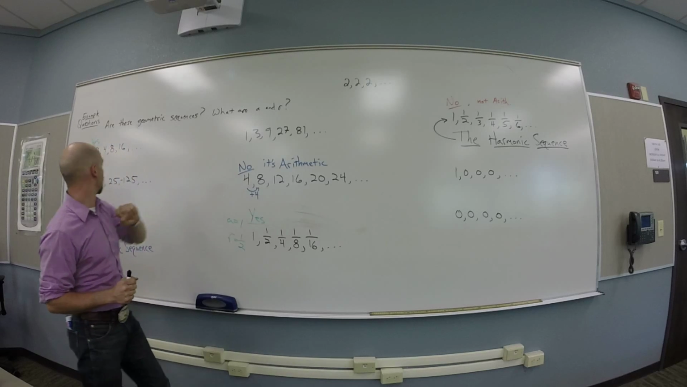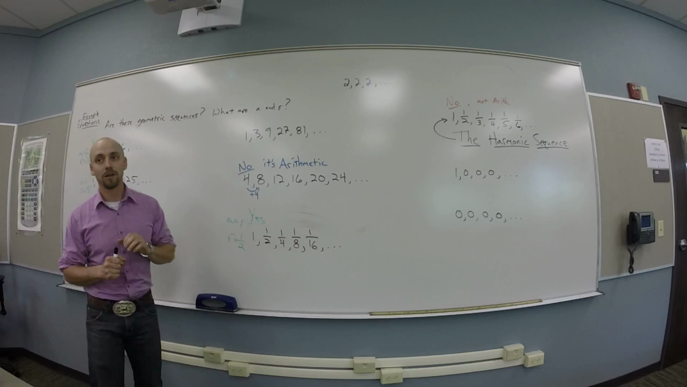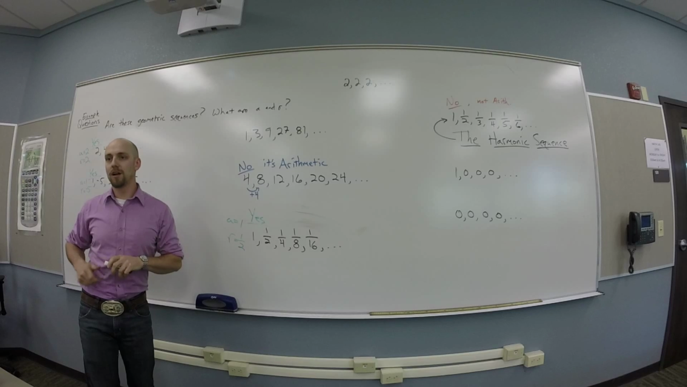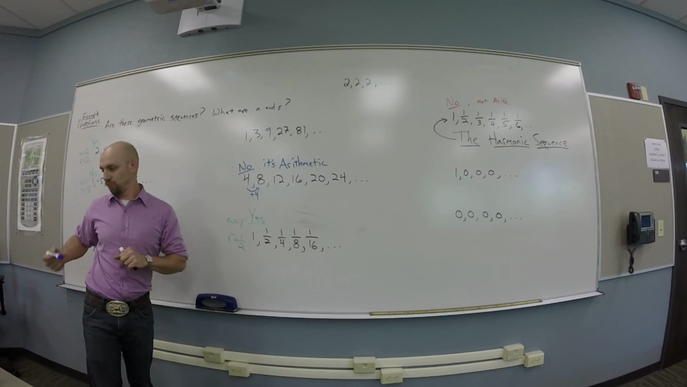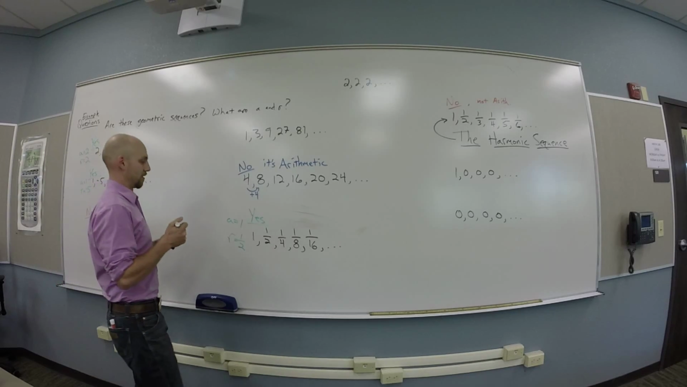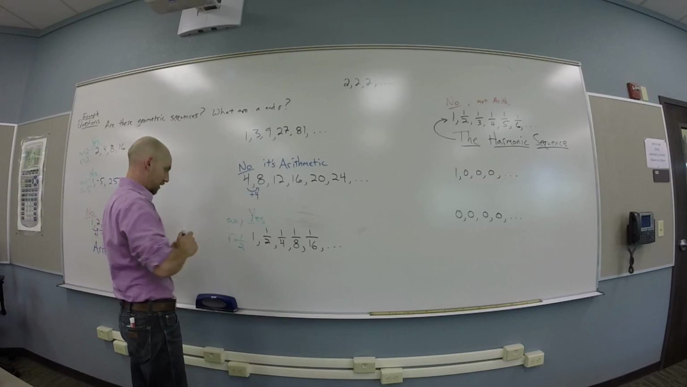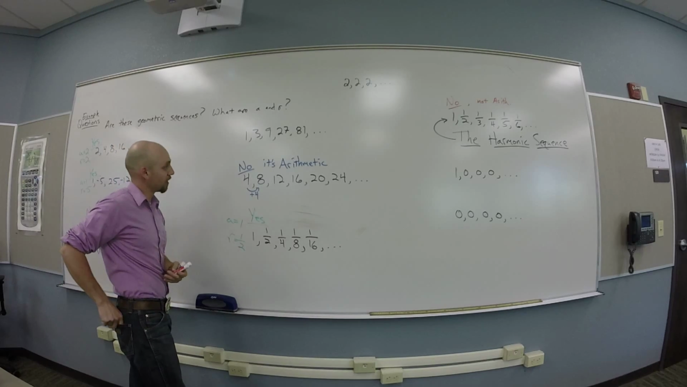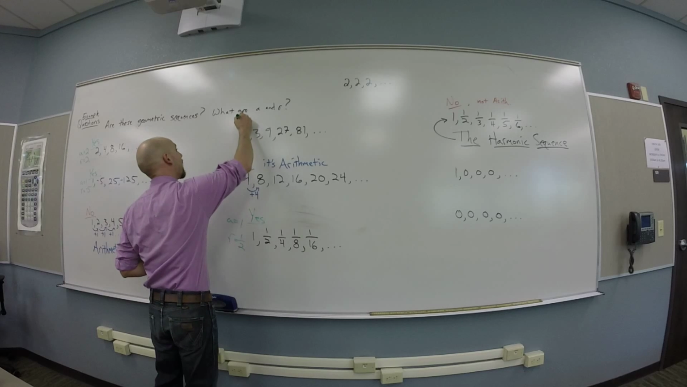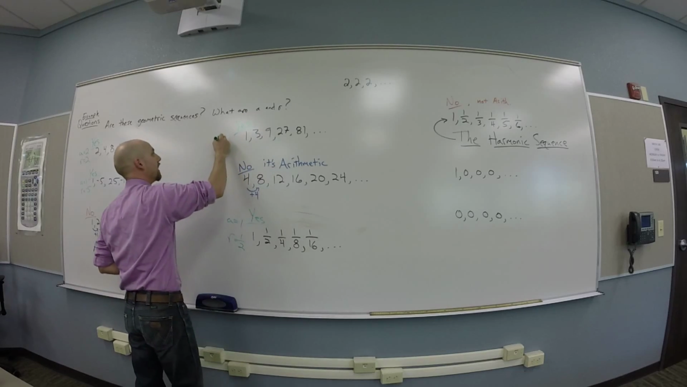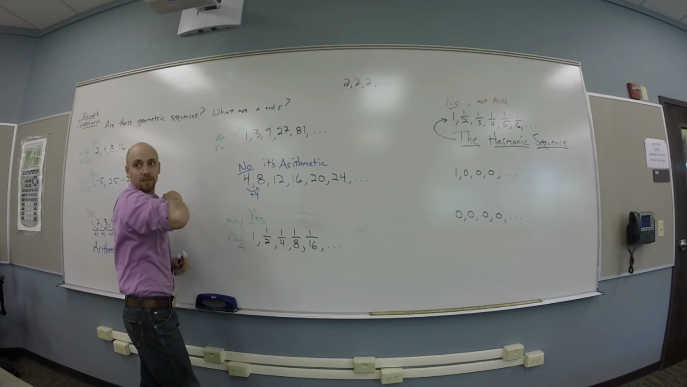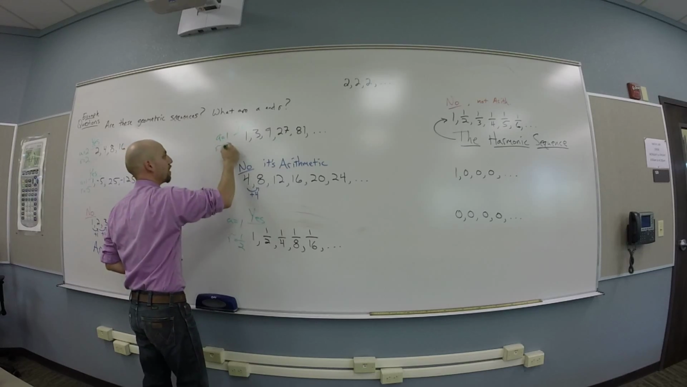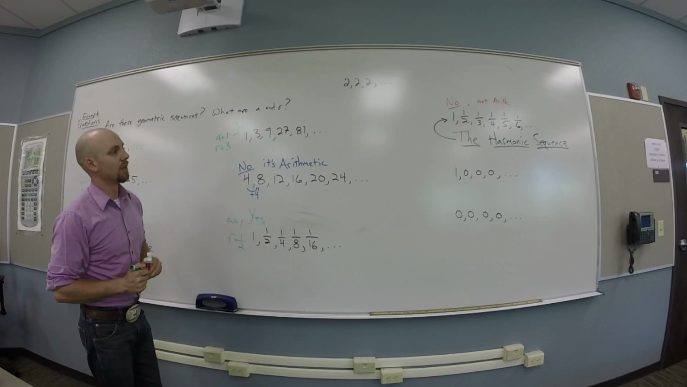So, let's see. How about this guy? That was our next one that we hadn't answered. A is 1, R is 3. 3, 9. A is 1 and R is 3. So I was saying yes. Yes, purple. Distinguish those. A is 1 and R is 3.